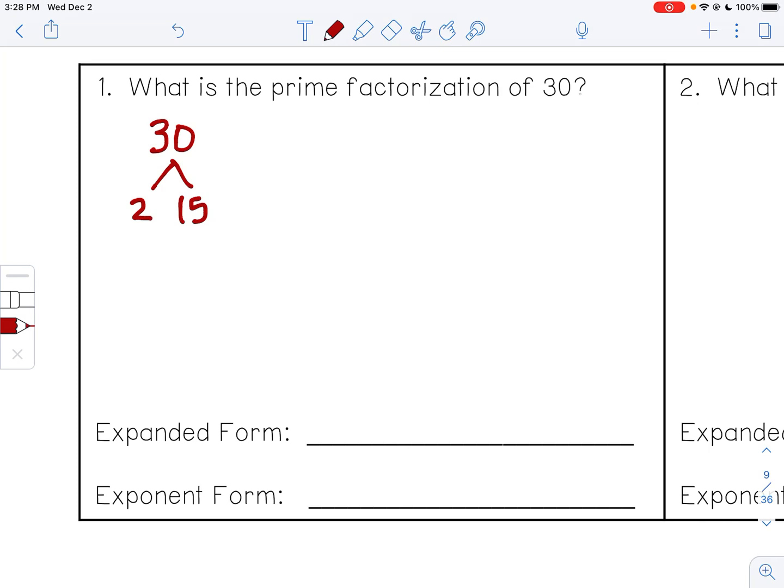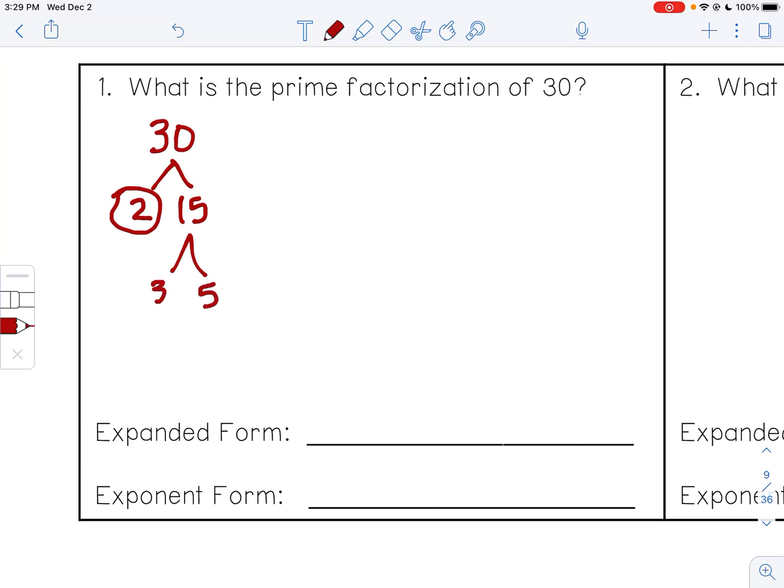Now let's start with 2. What can I multiply together to get 2? That's right, just 1 and 2, which makes 2 prime. So I'm going to circle it. Because one thing that we have to remember is we have to keep going until all of our numbers are prime. So let's look at 15. What can I multiply together to get 15? So I have 1 and 15. But is there something else? Yes. I can multiply 3 and 5. So I'm going to make 2 more branches, and I'm going to multiply 3 and 5.